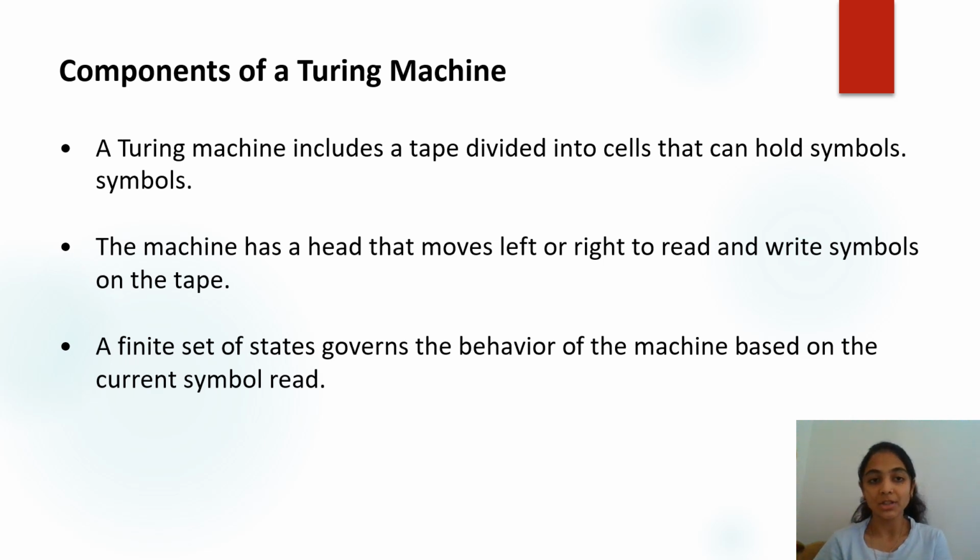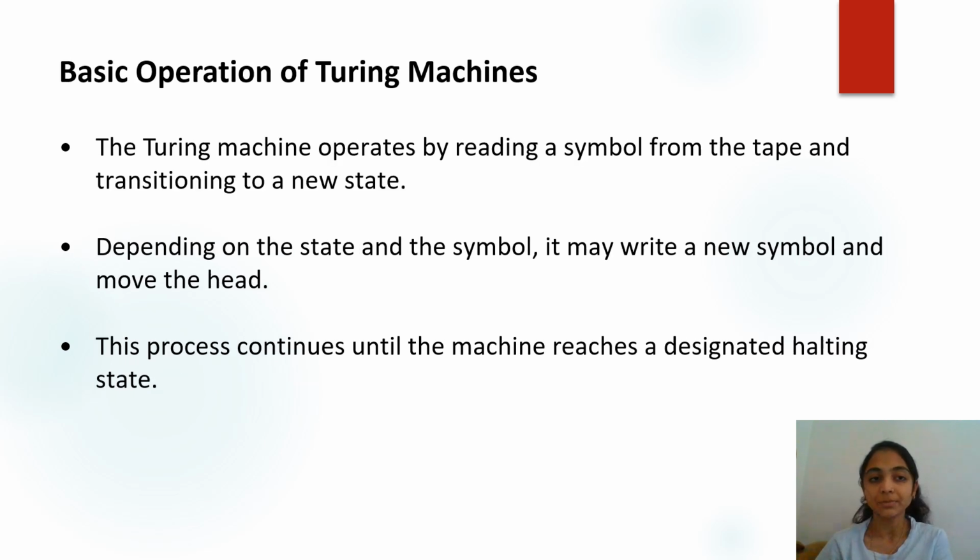Components of Turing machines. A Turing machine includes a tape divided into cells that can hold symbols. The machine has a head that moves left or right to read and write symbols on the tape. A finite set of states governs the behavior of the machine based on the current symbol read.